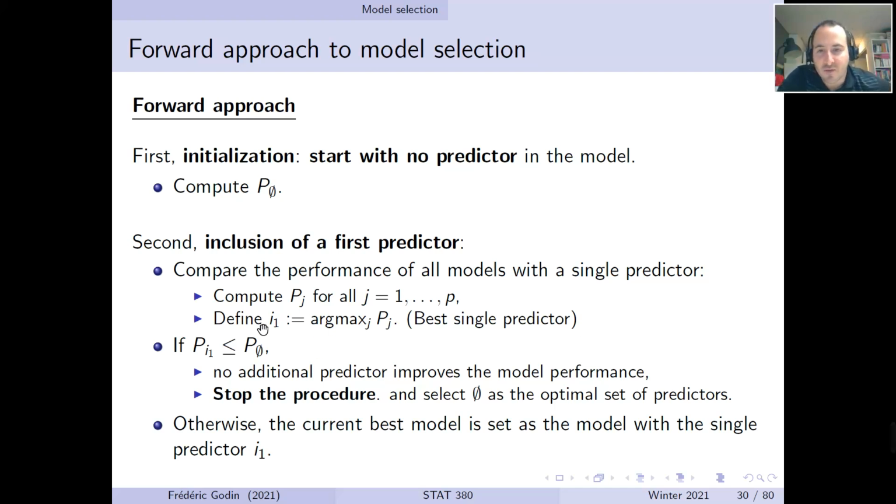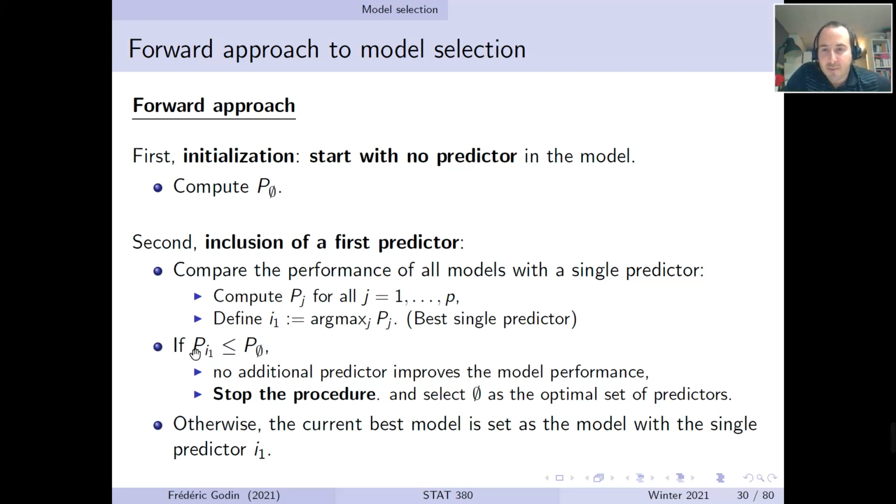So here then, once we've identified i1, the best standalone predictor, we're going to compare P(i1) to P null. So if P(i1) is smaller or equal to P null, it means that by adding any predictor, we would get an inferior performance to the model with no predictor at all. So in that case, incorporating a predictor just decreases the performance. So we're going to stop the procedure and say, well, the best thing we can do is to select exactly no predictors in our model. Okay.